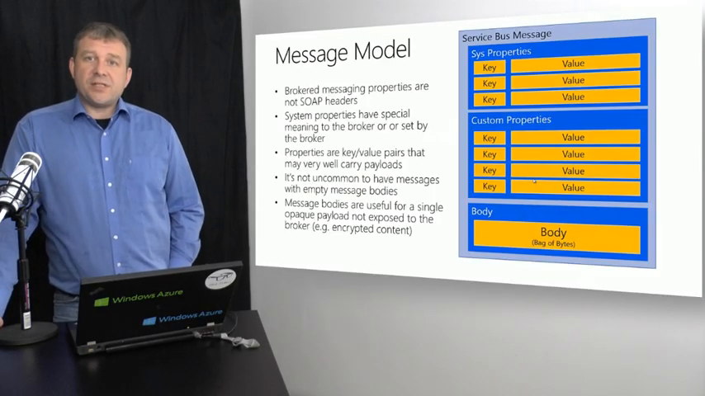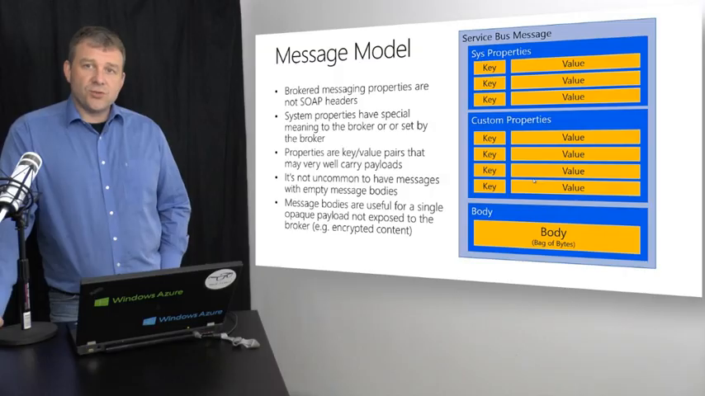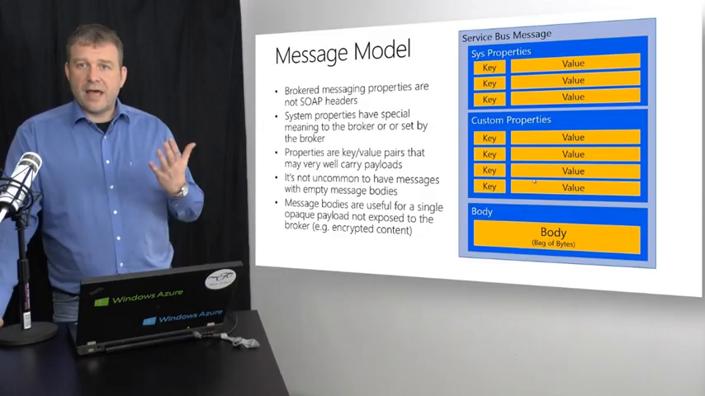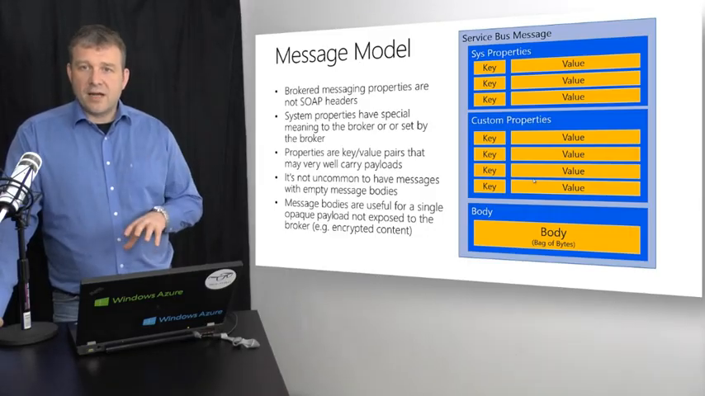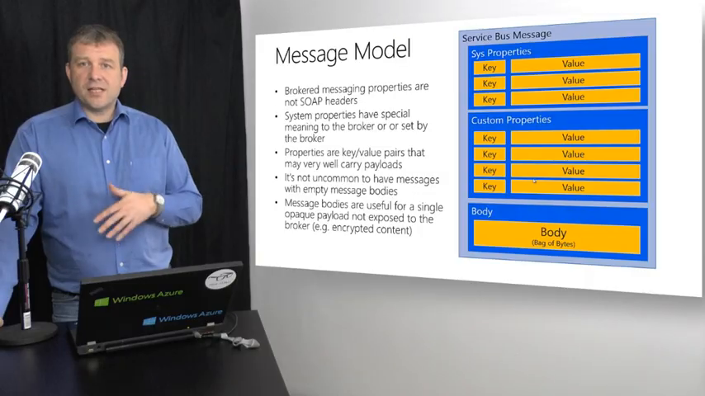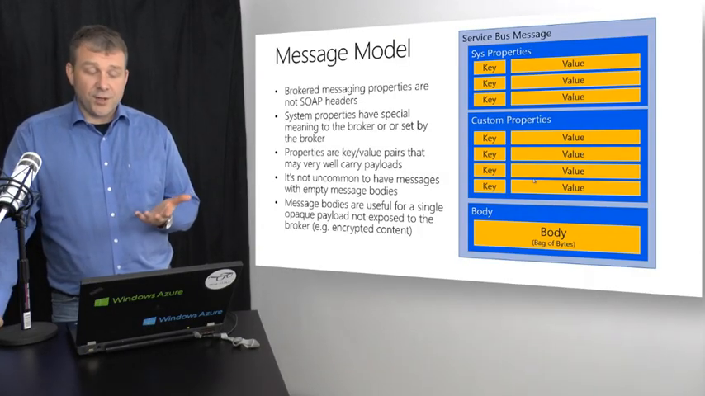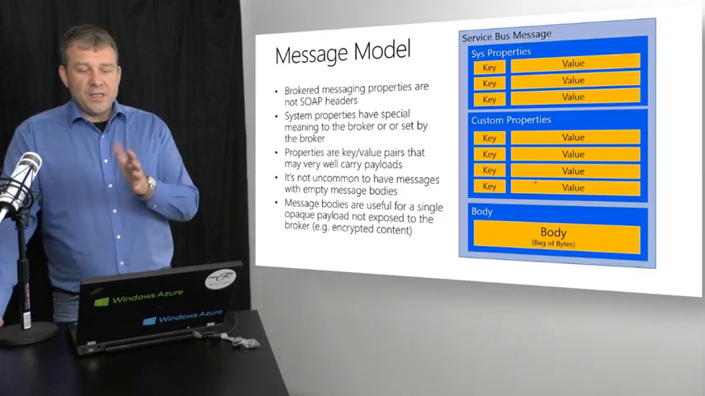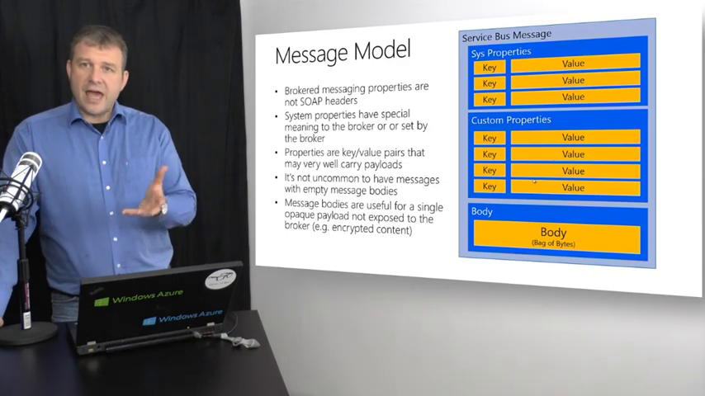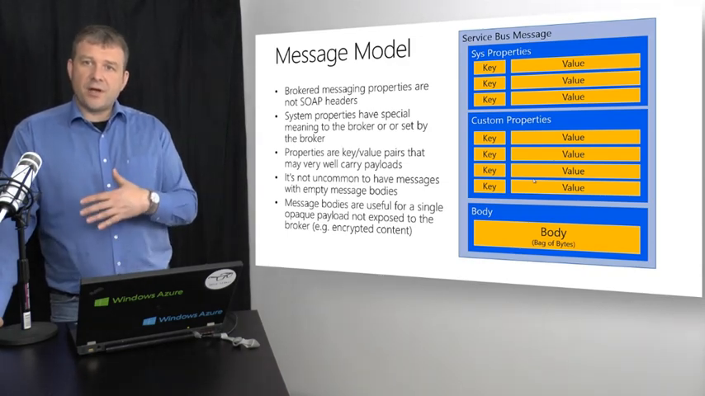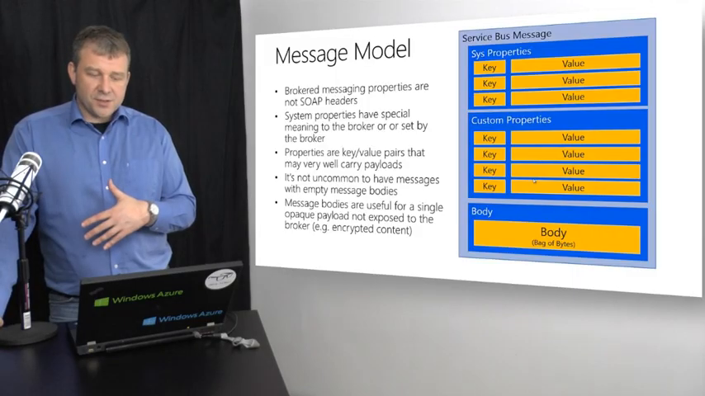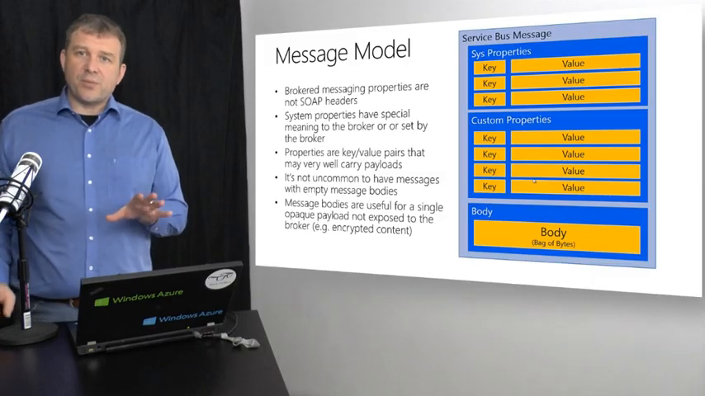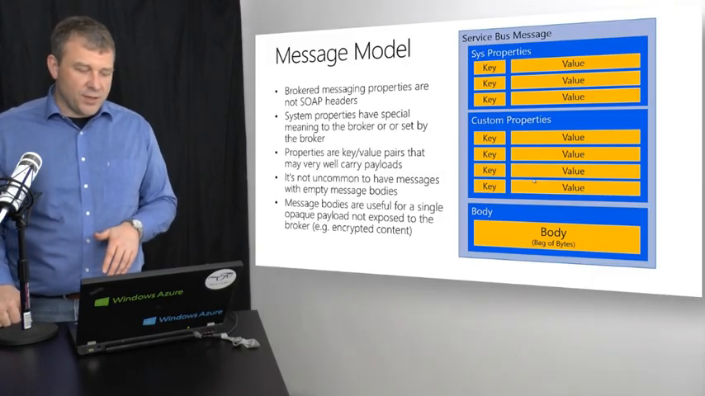The messages that we send around are very similar to the normal internet message format. We have a notion of headers or properties and an entity body. That similarity makes a lot of sense because it's used in most protocols. What's important, if you're coming from WCF, is that these messages are not SOAP messages. The headers are not SOAP headers, but they are effectively just key value pairs. And we differentiate between two kinds of properties: system properties and user, or custom, properties.